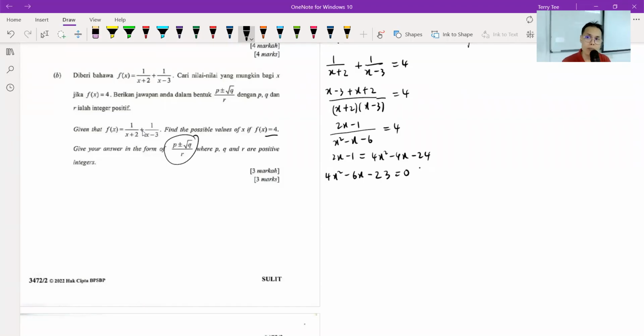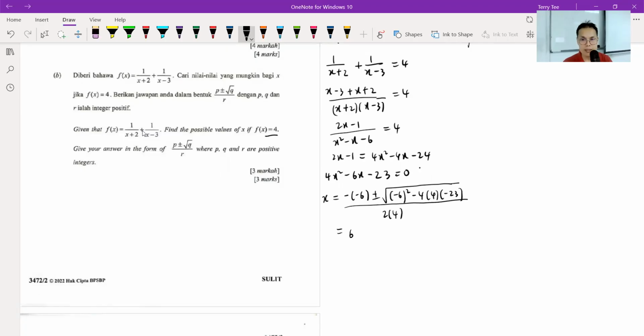Now, you can actually complete the square. It's just that it's a little bit harder to complete the square if the number in front is 4, right? If the number in front is 4, you're going to divide by 4. So maybe in this case, I would just use the quadratic formula. Remember, for the previous question, I've shown you the formula: minus b, b is negative 6, plus minus square root. Your b is negative 6, you square it, minus 4, a is 4, c is minus 23. Divide by 2a. My a is 4.